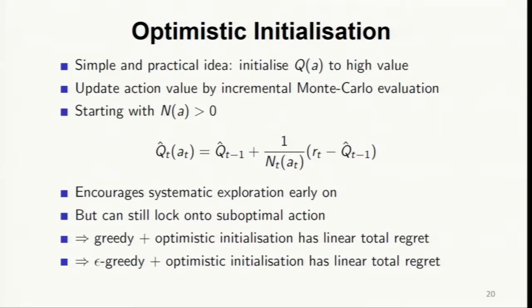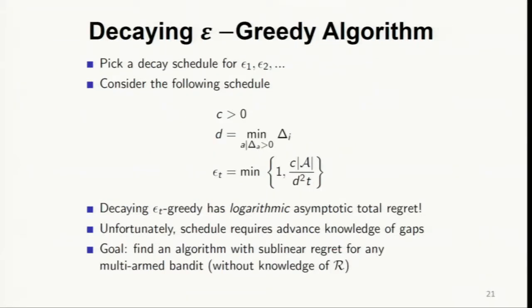Okay? Then you update action values by incremental Monte Carlo evaluation. Now still the same iterative function. Okay? Count. Now you encourage exploration for this one because you have very large Q value. Okay? And then you're going to encourage systematic exploration early on, but it can still lock into suboptimal actions. So it's better to use greedy plus optimistic and epsilon greedy plus optimistic initialization. In this way, you will be able to have linear total regret. But can we do better?